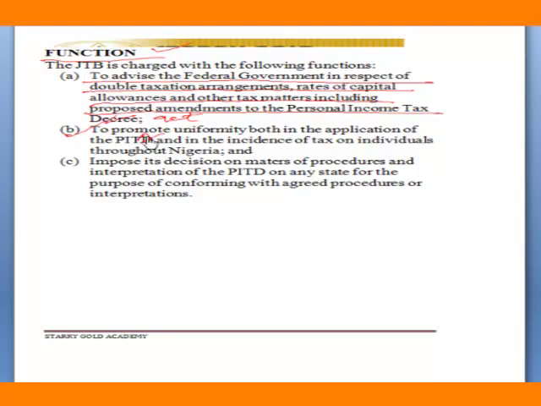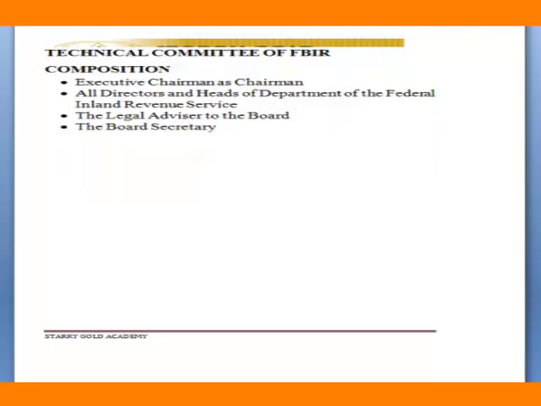Okay. They also promote uniformity both in the application of the Personal Income Tax Act, PITA, and in the incidence of tax on individuals throughout the country. So what it means here is that if there is a difference between the tax laws in the states and the federal tax laws, it is the Joint Tax Board that will make sure that there is uniformity, or bring them together and have one uniform tax law. They also impose their decision on matters of procedures and interpretation of the Personal Income Tax Act on any state for the purpose of conforming with agreed procedure and interpretation. These are the functions of the Joint Tax Board.